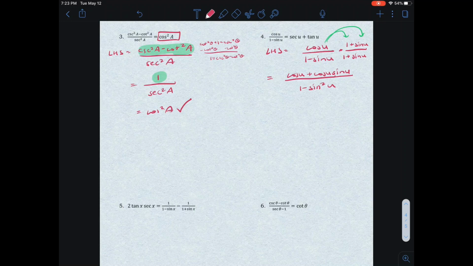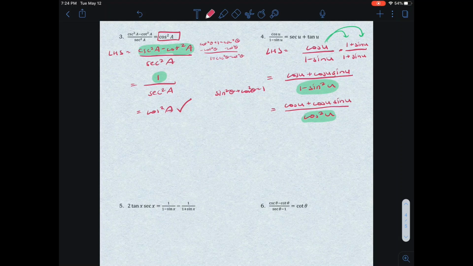So at this point, what I would do next is notice that this denominator, this 1 minus sine squared of u, I can actually rewrite using one of my Pythagorean identities. Keeping the top the same, the bottom will become cosine squared of u. All I did here was use the fact that sine squared of theta plus cosine squared of theta is equal to 1. So if I subtract both sides by sine squared theta, I'll get that.